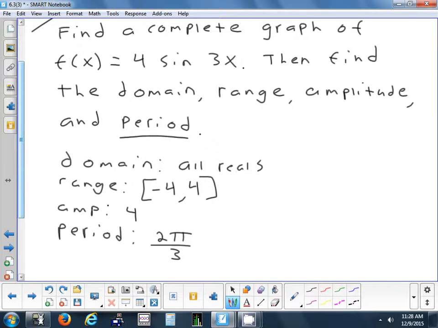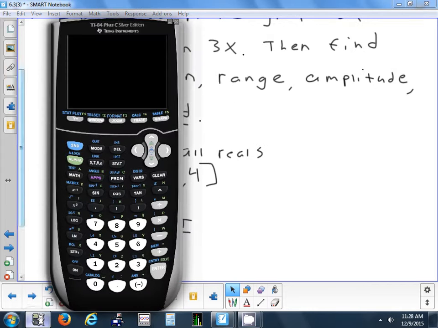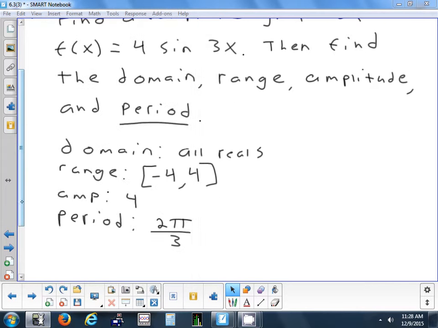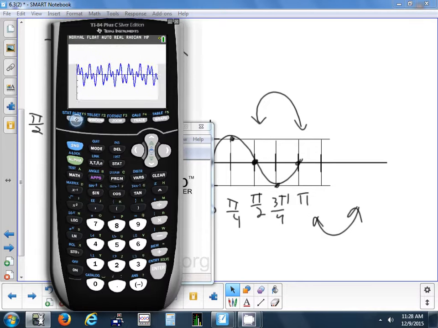Okay. All right, so now let's try to find a complete graph. So what do we have? 4 sine 3x. And we're going to do it in radians. So 4 sine 3x. Let's make sure we're in radians. Yep.